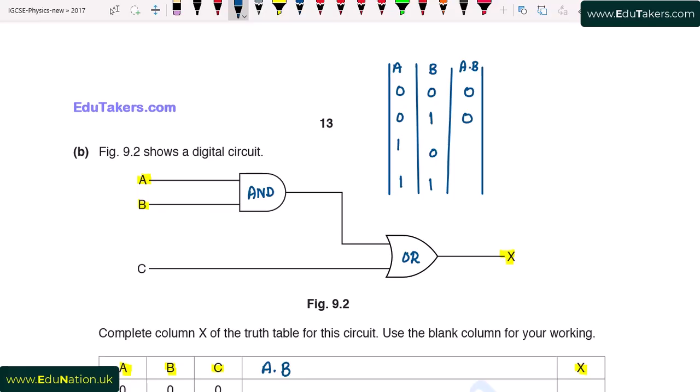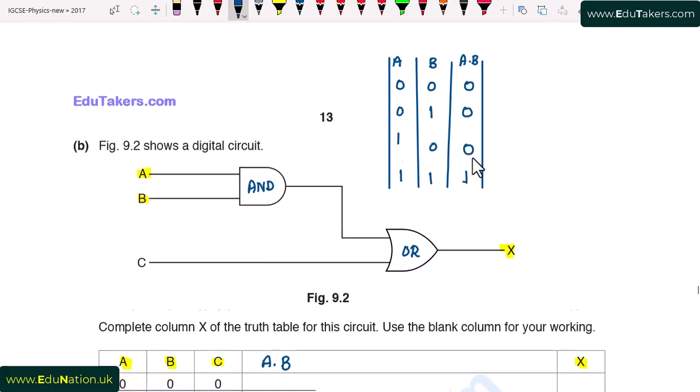Third combination is 1, 0. Again, there is one low input. So, the output will be 0. Last one combination is 1, 1. Both of the inputs are high. The output will be high. So, I write here 1. I use this table and complete the truth table here.